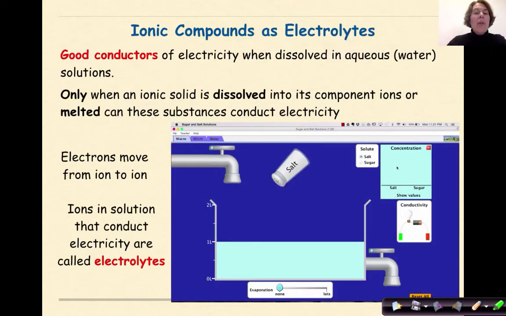Ionic compounds are good conductors of electricity when dissolved in aqueous or water solutions. Only when an ionic solid is dissolved into its component ions or melted can these substances conduct electricity. In this situation, electrons will be able to move from ion to ion. Ions in solution that conduct electricity are called electrolytes, any charged particles in an aqueous solution.